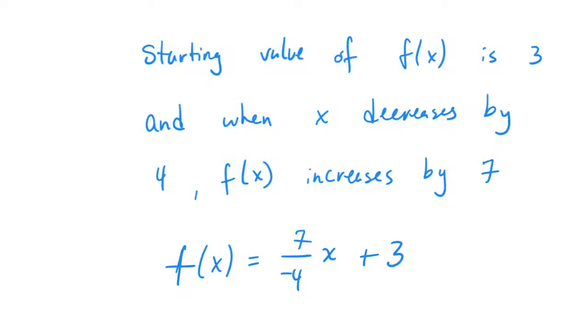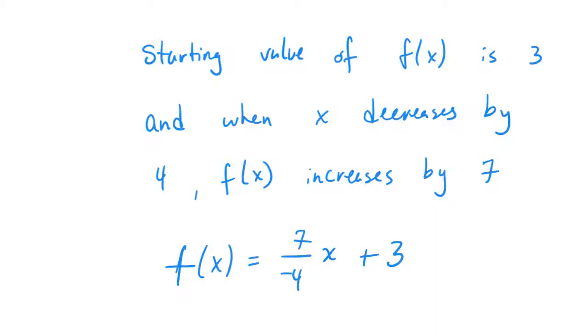So, very good, Clark. What Clark noticed is that when x decreases by 4, that's your delta x and your slope. It says that y, or f of x, increases by 7. So the change in y is 7. The change in x is negative 4. The starting value is 3. So as a result, we know that we have a slope times our independent variable plus the starting value itself.